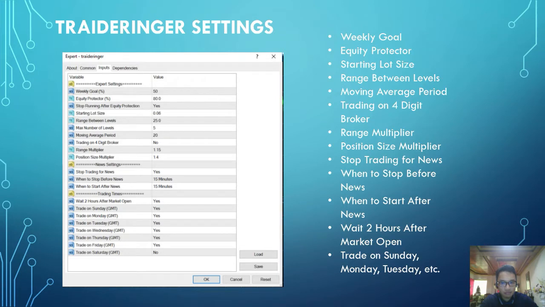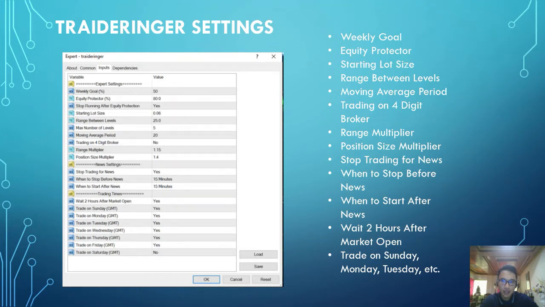So the earlier you get out of the market per week, the safer your account is. So it's better if you set the weekly goal lower, especially if you are new to foreign exchange, or forex. But for me, I set it to 50. Why? Because I manually stop the bot from trading. But in order for you not to have much hassle in bot management, you could set the weekly goal lower.